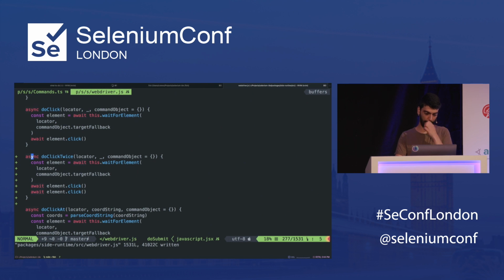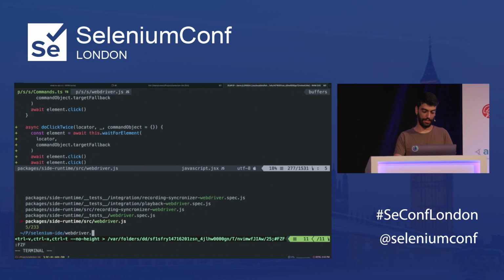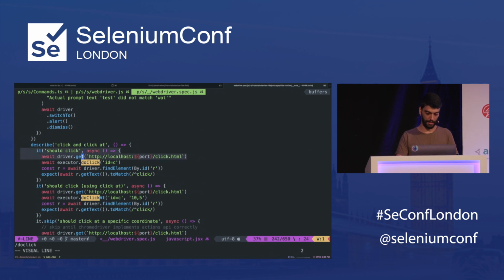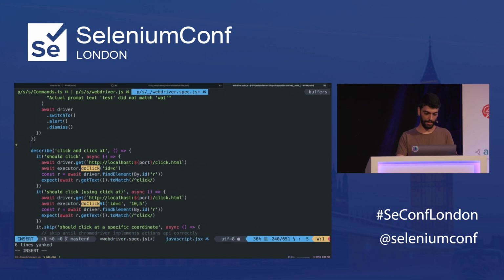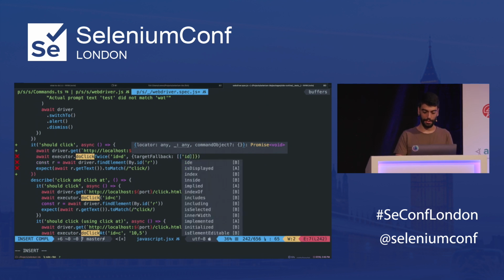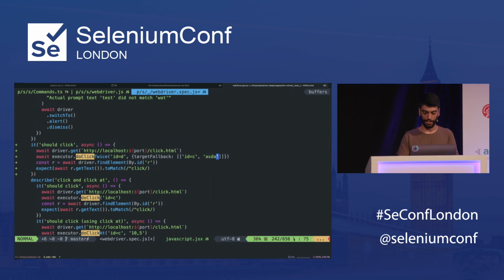Now, let's write a test for it. Where's the click? Let's just copy this test, and we'll do it here. All we really have to do is do click twice, what we just created, and let's say I want to give it something that doesn't exist. And when you give it this target fallback, we'll give it the actual one and some nonsense.